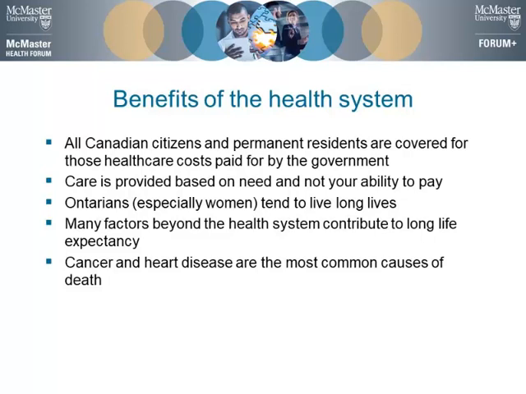Ontarians, especially women, tend to live long lives. Many factors beyond the health system contribute to long life expectancy. Cancer and heart disease are the most common causes of death. Ontarians generally have relatively good health, with an increasing number of individuals living well into their 80s. There are, however, many differences in health status across the groups, including groups defined by their income or education.